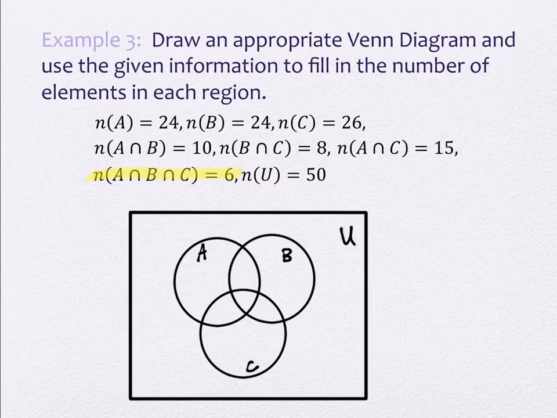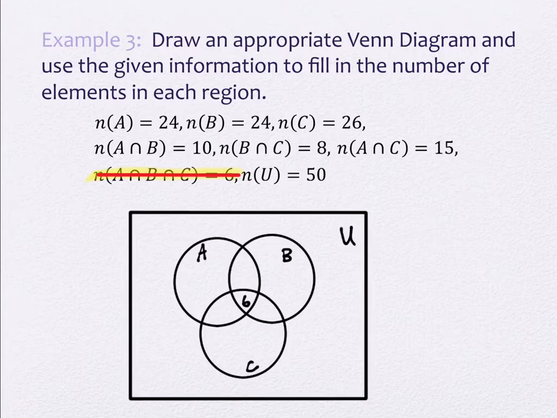So for us, that's the 6 in the middle. So we have 6 that are in the intersection of A and B and C. Okay, does everybody understand why we're starting with 6? Okay, so as we get them taken care of, I'm going to draw a line through them so that we know we've already done them, and hopefully it'll help us keep track of what's left.